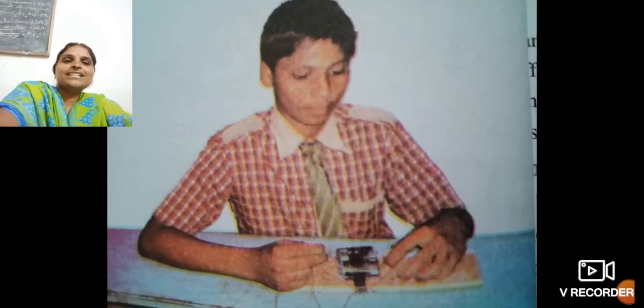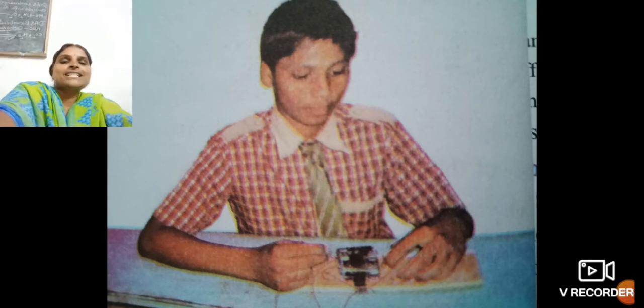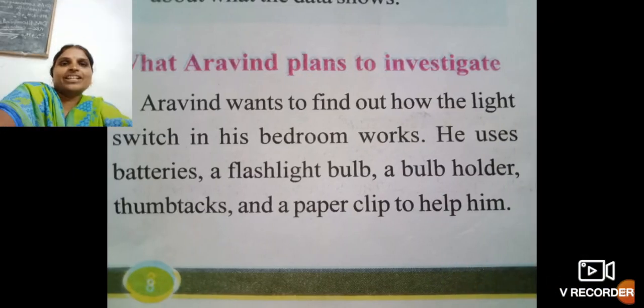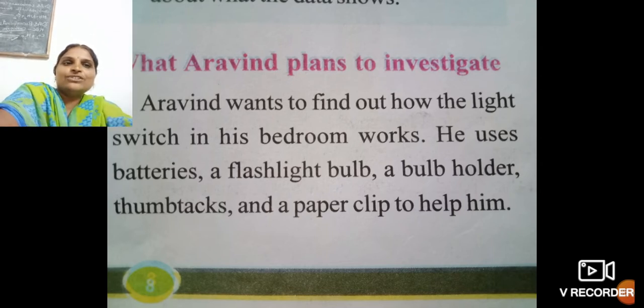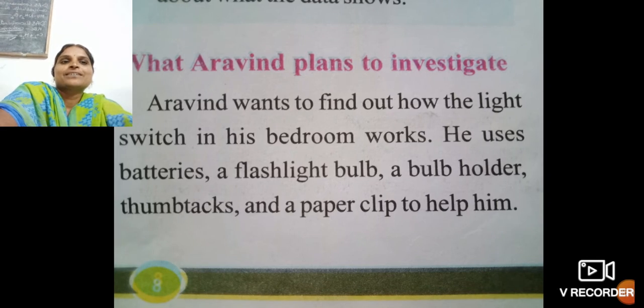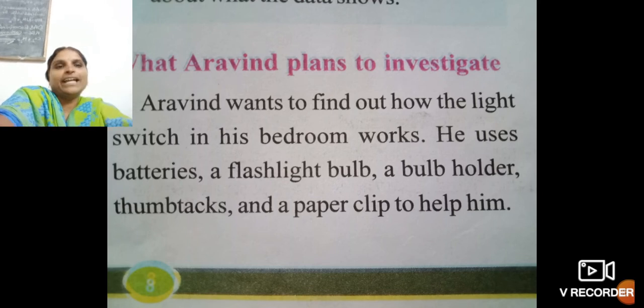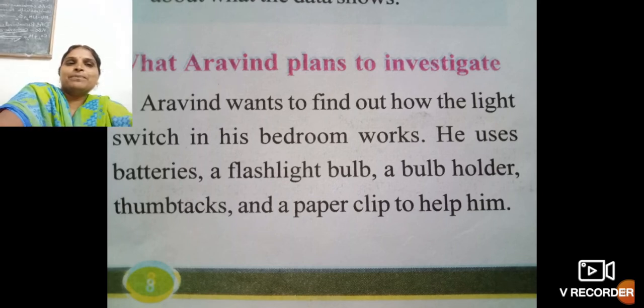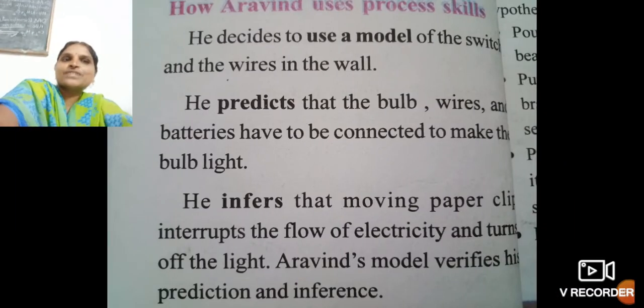Next, see in this picture, who is he? He is also one of the students. His name is Aravind. What does Aravind plan to investigate? Aravind wants to find out how the light switch in his bedroom works. He uses batteries, a flashlight bulb, a bulb holder, thumb tacks, and a paper clip to help him. These tools helped Aravind in the experiment. Next, how does Aravind use process skills?